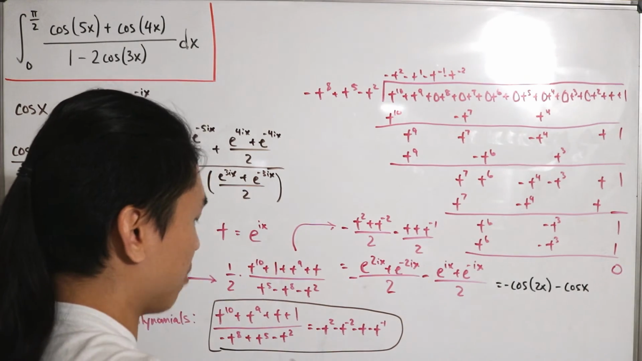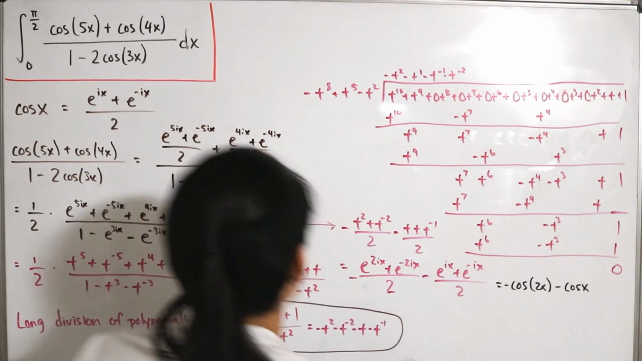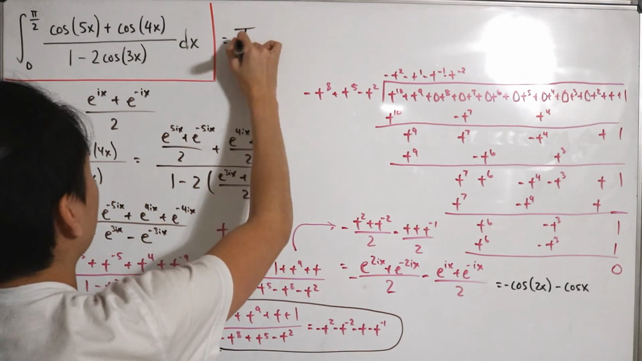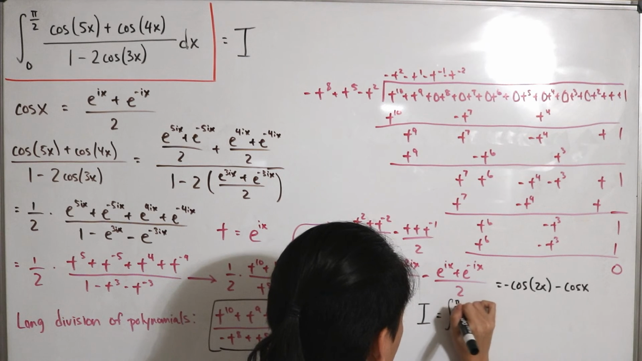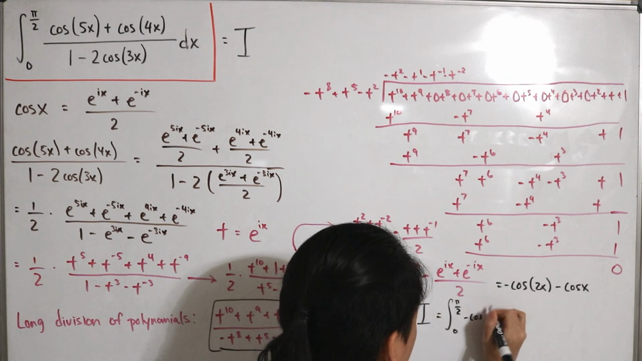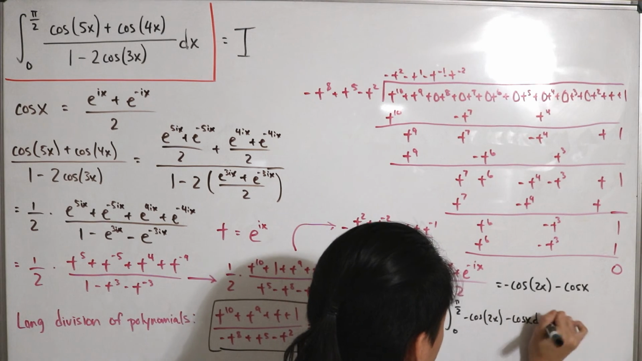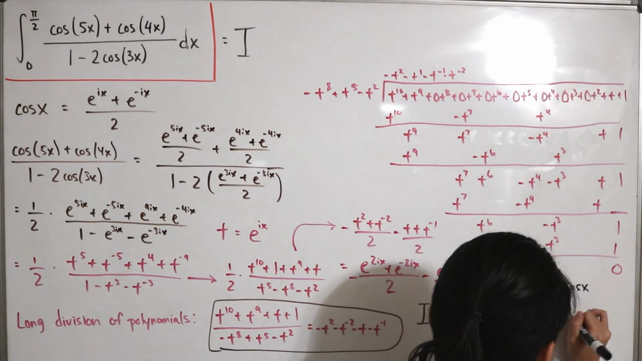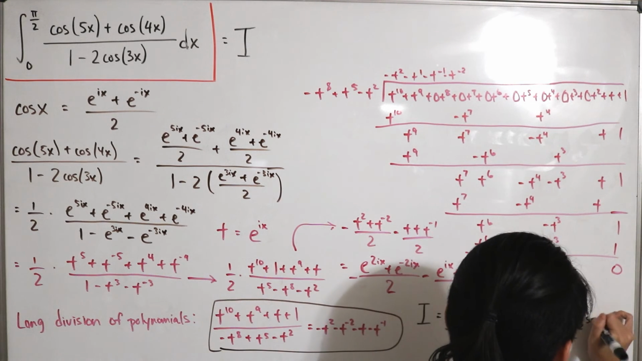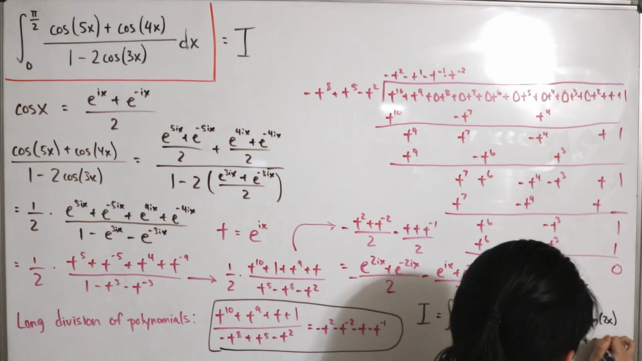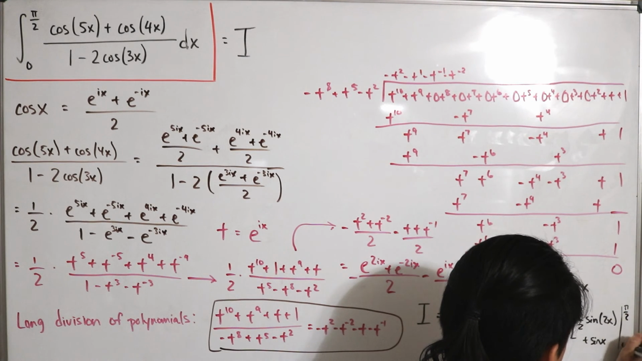And so what's left now is actually to perform the integration. I'll call this thing capital I, so let me just put that in the beginning over here, capital I. So that means capital I is just equal to the integral from 0 to pi over 2 of negative cosine of 2x minus cosine of x dx, which is just equal to minus, and then we have 1/2 sine of 2x, and then add this with sine of x. And of course, evaluate this from pi divided by 2 to 0.